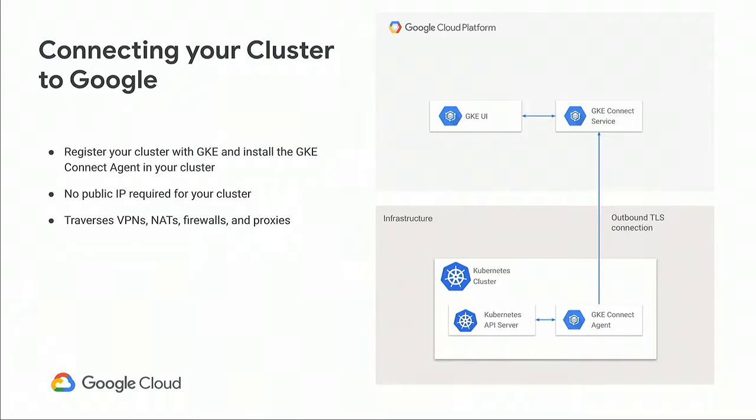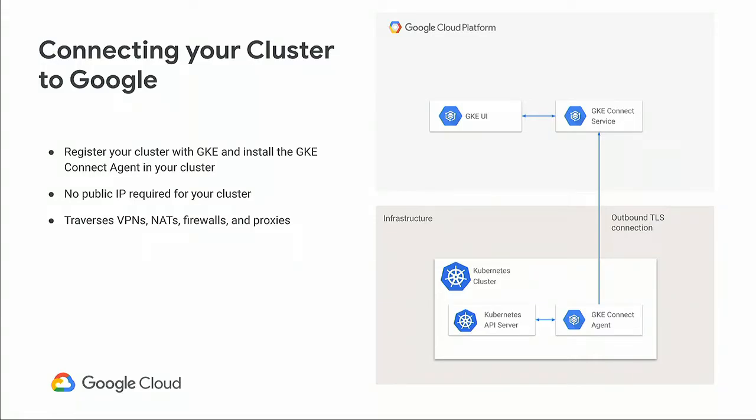The top half, this is Google. So you run this agent within your cluster, and it reaches out to Google. The cluster and the API server do not need to have any public IPs or be publicly accessible. So you can keep your clusters private. The agent itself can traverse VPNs, NATs, firewalls, and proxies. And if for any reason the agent gets disconnected, it will periodically attempt to reconnect to Google.